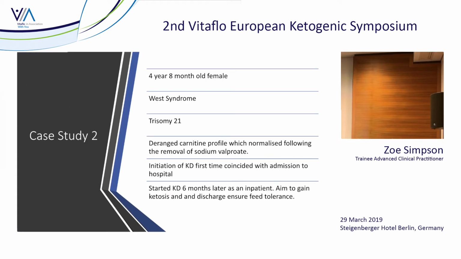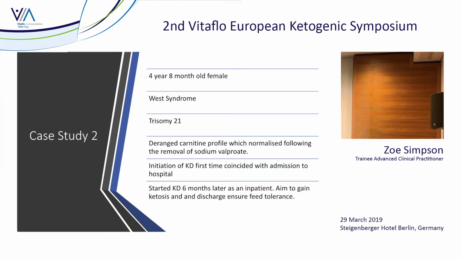So case study 2 is a young girl who we first saw at 4 years of age. She has West syndrome and trisomy 21. Her seizures started at 7 months of age with infantile spasms and evolved to drop seizures, atypical absences, and tonic seizures. Her medications were levetiracetam, clobazam, carnitine, sodium valproate, phosphate, omeprazole, ranitidine, and levothyroxine.